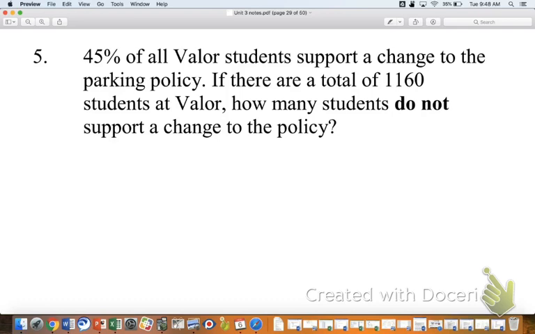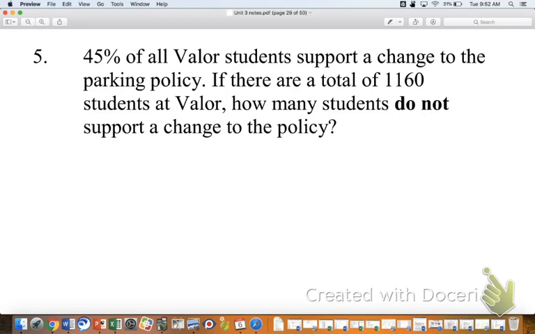So it says 45% of all Valor students support a change to the parking policy. If there are a total of 1,160 students at Valor, how many students do not support a change to the policy? I want to let you guys try this one a little bit, work through it, see how it goes. Check your answer in a couple of minutes.